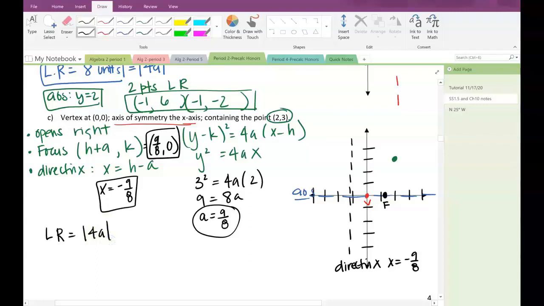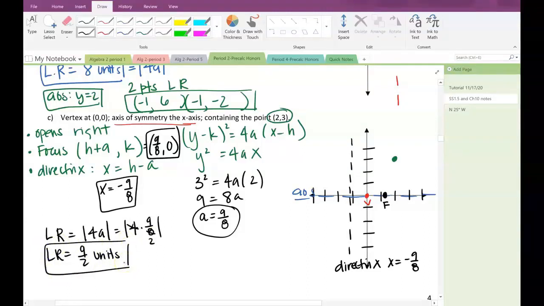And we see that a is 9 over 8. So that's going to be 4 times 9 over 8. That will give us a total distance, let's reduce, so 9/2 units. So that means it's 4.5 units, okay?